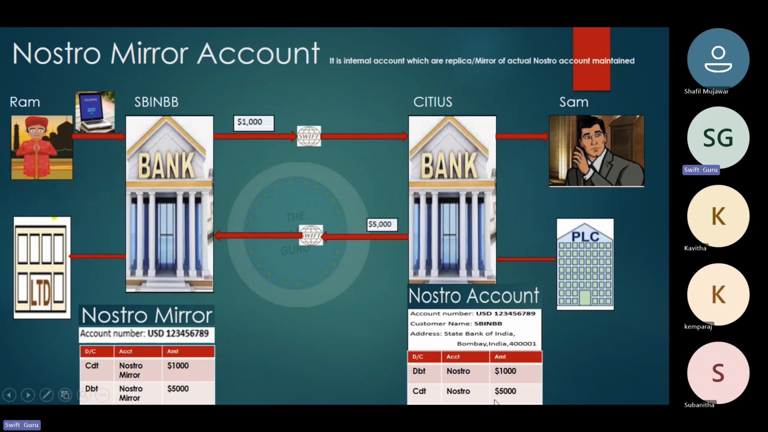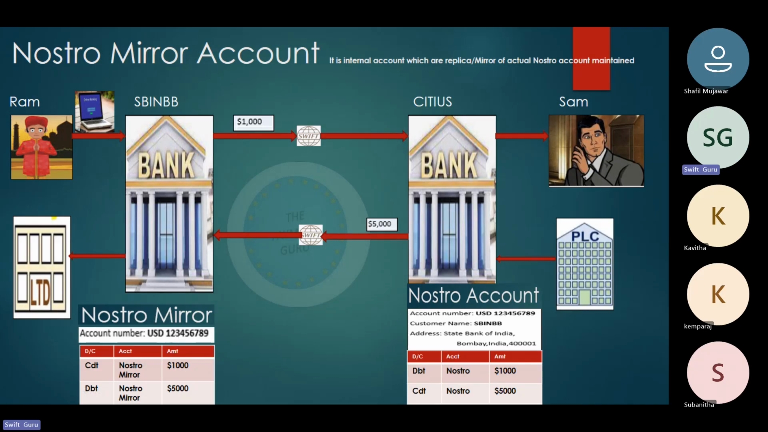Here you will see this. The exact same transaction amount, but with the debit credit indicator vice versa, will be available in the Nostro mirror account. So if in the original Nostro account it has maintained a debit of $1,000, here they will maintain a credit of $1,000. And if in the original Sirius Bank's Nostro account it is a credit of 5,000 for an internal incoming payment, here they will maintain a debit in the Nostro mirror account. So that's why it is called a Nostro mirror account.